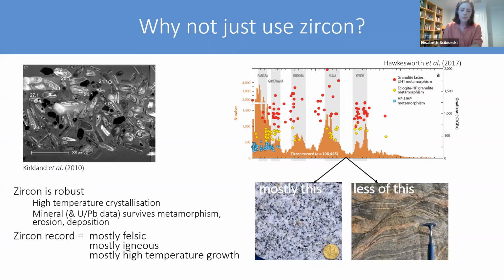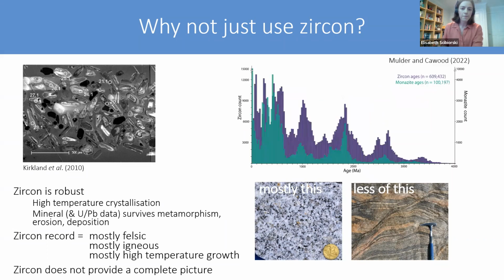Zircon is primarily an igneous mineral, and it primarily crystallizes at high temperatures. It also primarily appears in felsic compositions rather than mafic ones. It doesn't always record metamorphic processes, particularly if the metamorphic grade isn't high enough. And so we know that if we only look at zircon, this won't provide a complete picture of the crustal record.